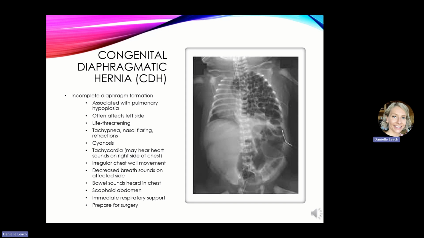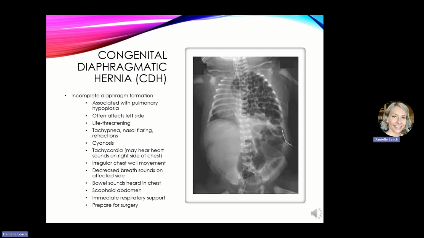Congenital diaphragmatic hernia, or CDH for short, is caused by an incomplete diaphragm formation. So basically somewhere in the diaphragm, it doesn't completely form, so there is a hole in it. So whatever is below it there can come up into the chest cavity. This often affects the left side. So like in this x-ray, it's affecting the left side.